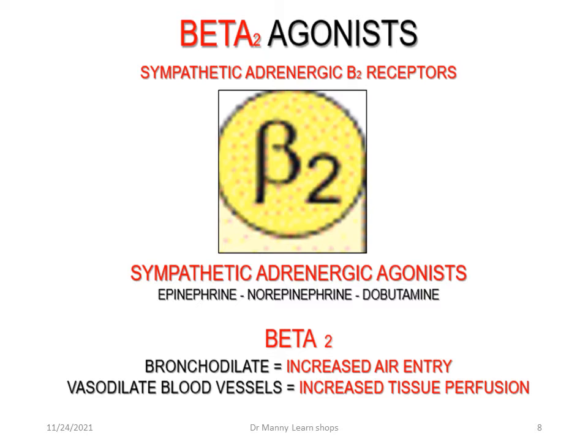Now, Beta2 agonists have sympathetic adrenergic Beta2 receptors, also stimulated by a sympathetic adrenergic agonist, epinephrine, norepinephrine, and dopamine. Remember, some of you might refer to epinephrine as adrenaline, norepinephrine as noradrenaline, and dopamine remains the same as dopamine. Now with the Beta2 agonists and receptors, these cause bronchodilation, which allows increased air entry. They vasodilate blood vessels to increase tissue perfusion.